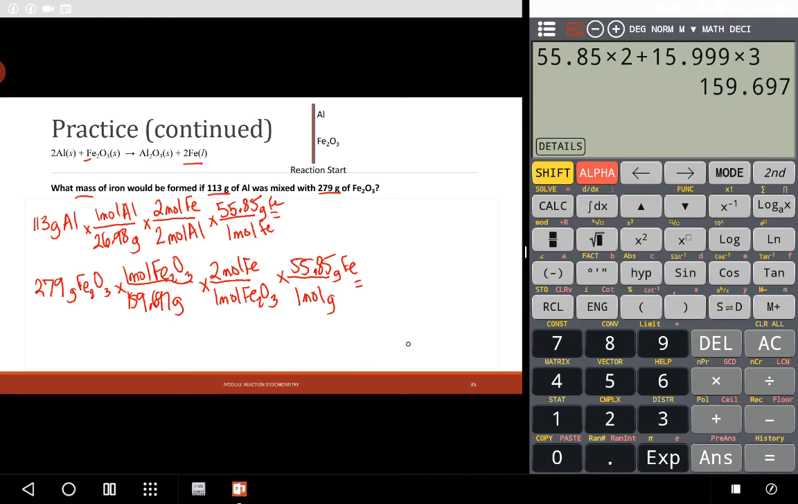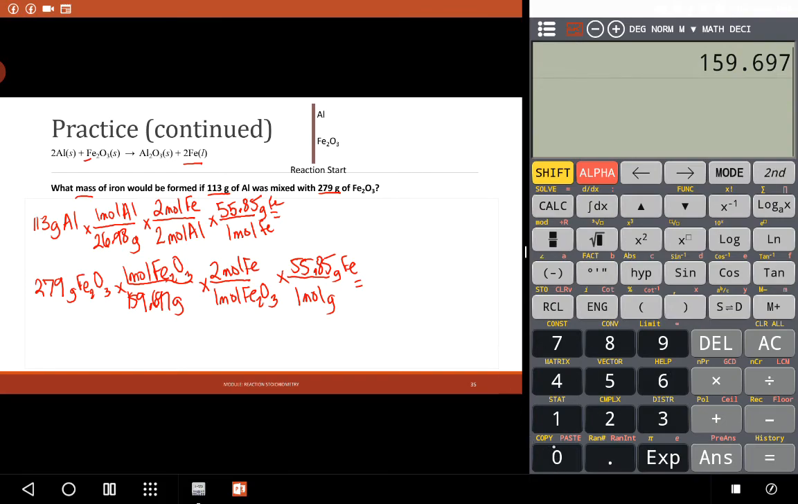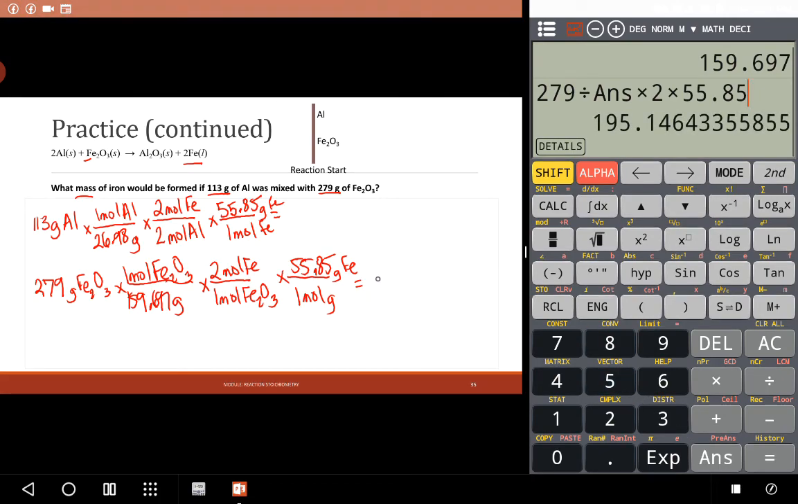Okay, so now we have our 2 setups, and so let's go ahead and compare. And so that's 279 divided by my previous answer times 2. Times 2 times 55.85. And so that's going to tell me that I have 195.146 grams of iron possible if I use up all of my iron oxide.